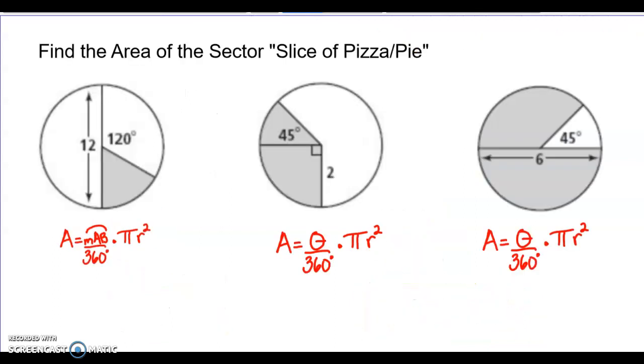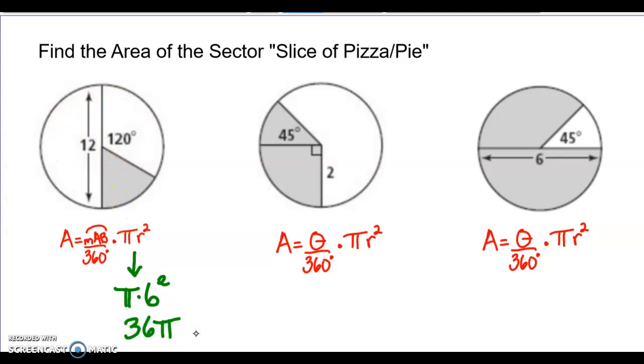Okay? All right, sectors. So a sector is basically just like a piece of pizza. So what we're going to do first is find the area of the entire circle. So that's what this pi r squared is. In this case, 6 would be our radius, since the diameter is 12. So it would be pi 6 squared. So that would be 36 pi. So 36 pi would be the entire circle. That's the area of the entire circle.